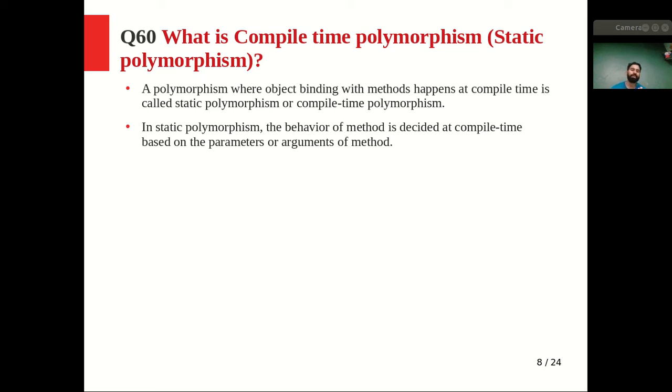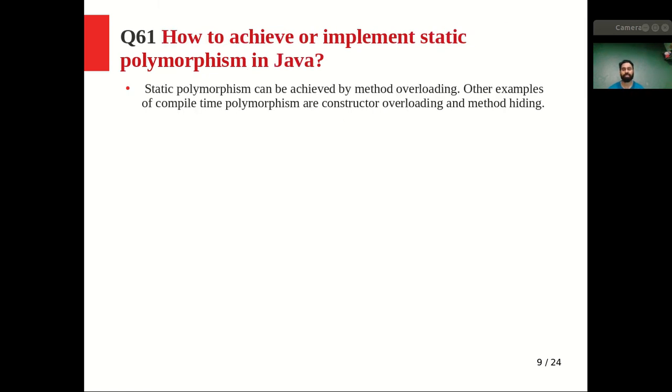I hope this point is clear for you, that is what compile time polymorphism is. A compile time polymorphism is a process in which the binding of the object happens at compile time. Now let's move to the next question which you may get: how to achieve or implement static polymorphism or compile time polymorphism. Static polymorphism can be achieved by method overloading. Other examples of compile time polymorphism are constructor overloading and method hiding.